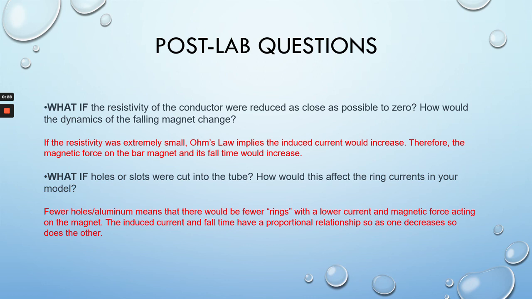Next, if holes were cut into the aluminum, how would the current be affected? To answer this, fewer slots means less aluminum rings, which will lead to a lower current and magnetic force on the magnet. If I were to then measure the fall time, I would notice a trend of faster times.